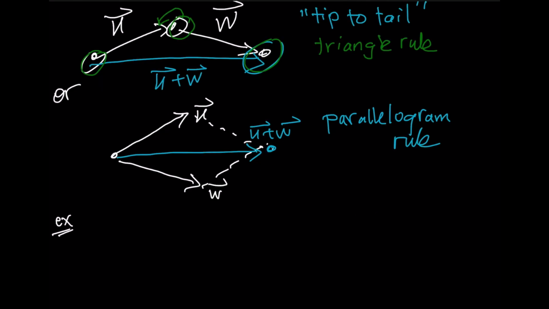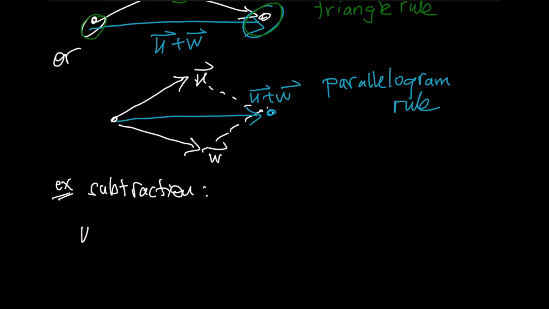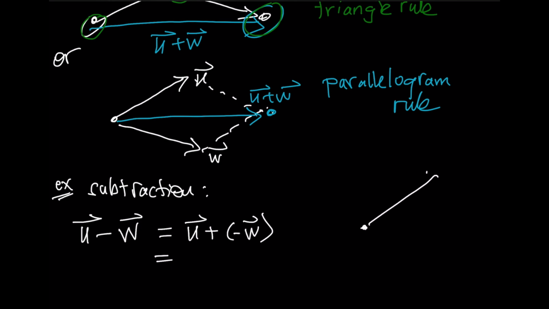We could then talk about subtraction. Now, when you talk about subtracting two vectors, let's say u minus w, what we're going to do is interpret that minus sign as addition of a negative w, which is the same as saying reverse the direction of w. So if we had our vector u here to begin with, and if our vector w went like this, negative w would point in the opposite direction.